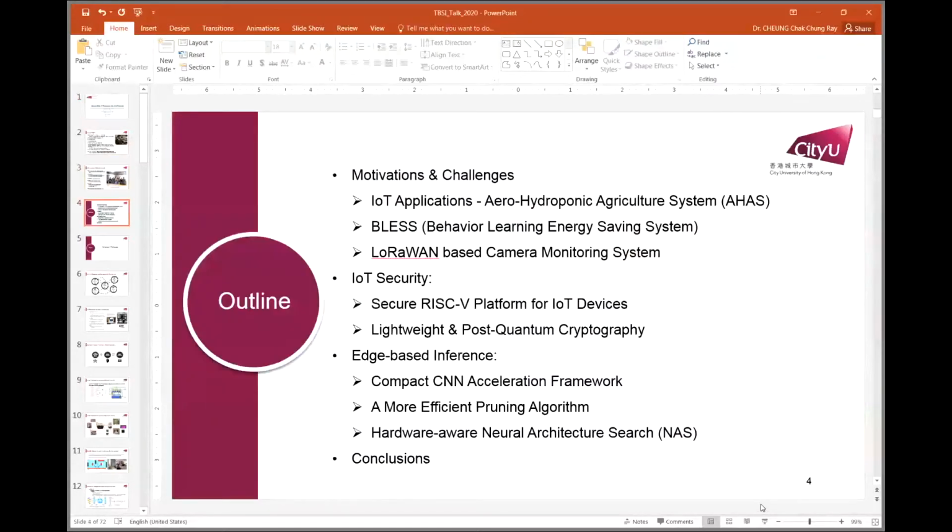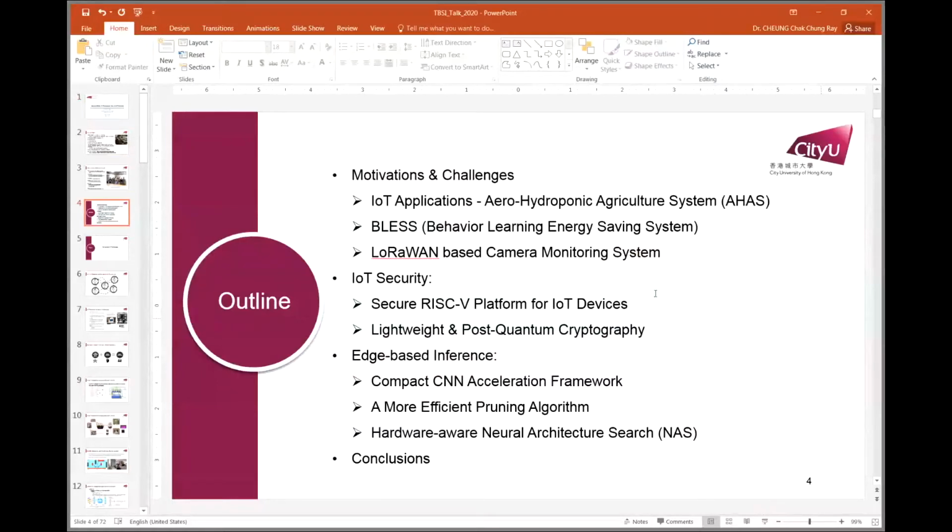Now I go to talk about the motivation and challenges that we are facing in this research area. We will talk about 3 different IoT applications, including the aero hydroponic agriculture system. In the agriculture sector, how do we apply IoT devices in this setting? Second one, we'll talk about energy saving for smart city, smart building, smart office. How can we reduce the energy? The third one is what we call the LoRaWAN-based camera monitoring system. I will have a few slides to talk about the application side for the IoT.